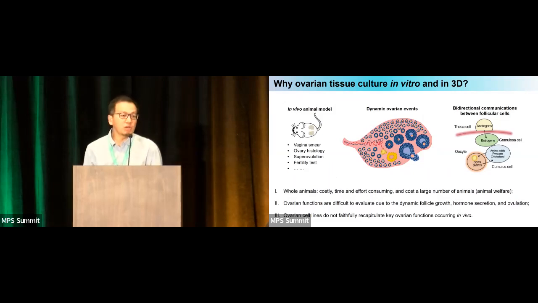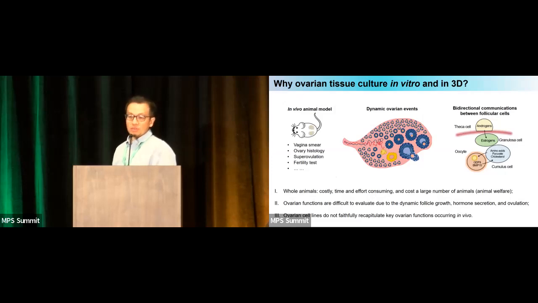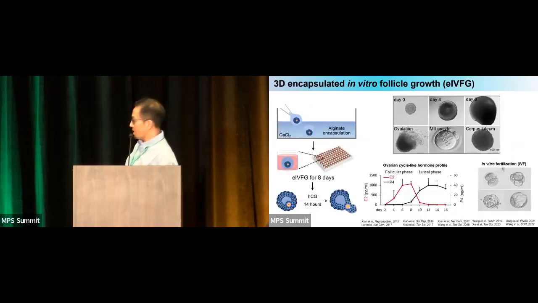So why do we need to culture the ovary tissue in vitro and also in 3D? So far we know that the gold standard for studying female reproductive toxicology still relies on whole animals. But we also know that whole animals are pretty expensive, time and effort consuming, and also cost a large number of animals. Specifically for the ovary, it is also pretty challenging to study the dynamic ovary function. For example, the dynamic follicle activation and development process I just introduced, and also the dynamic hormone secretion, ovulation, and luteinization process.